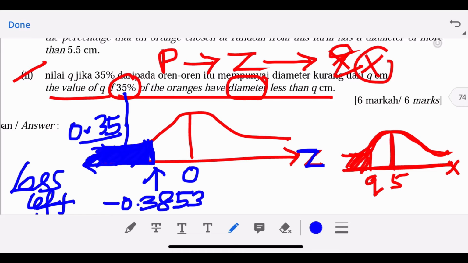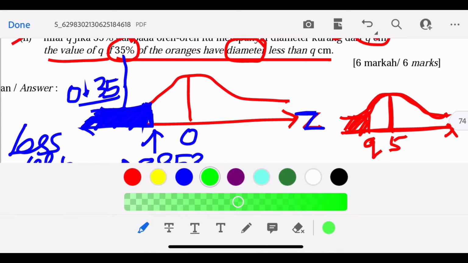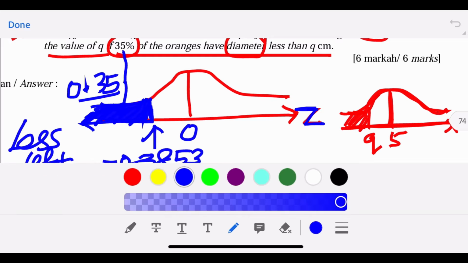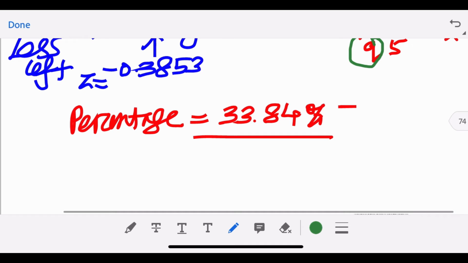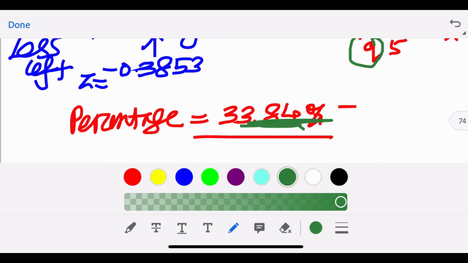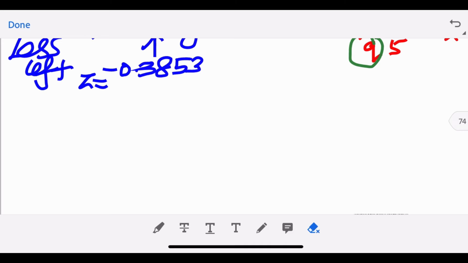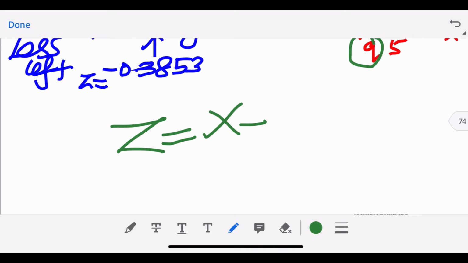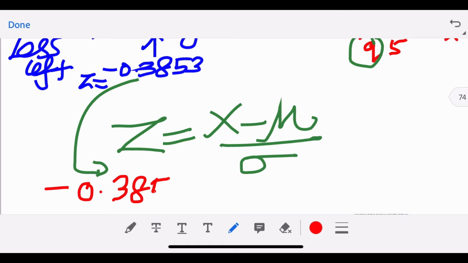Negative 0.3853. Alright, so this is the Z score, okay? This is a Z score. And the question is asking for the Q, right? You must know what you want, this Q. This Q is the diameter. Okay, so we will use the formula just now. We use the formula, and then Z equals, solve it. This is the Z that we are going to substitute here, right? So we will substitute negative 0.3853. X is the Q that we want to calculate.